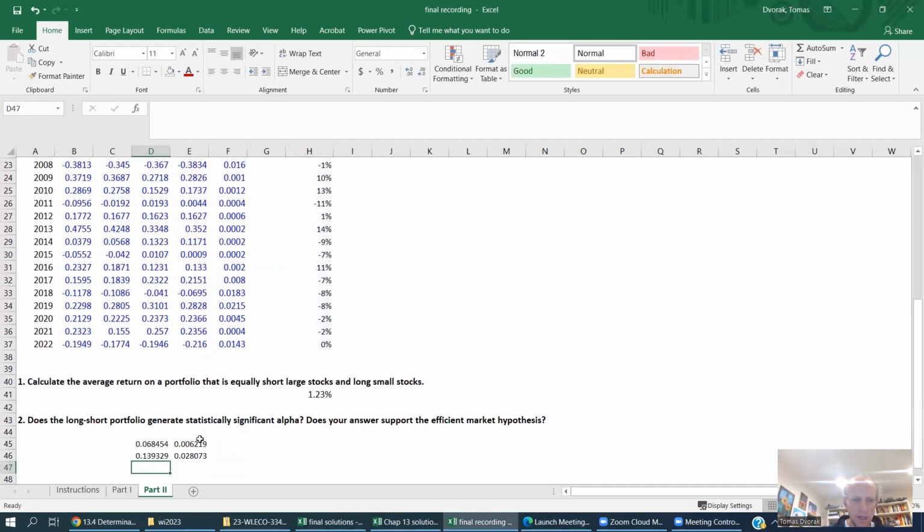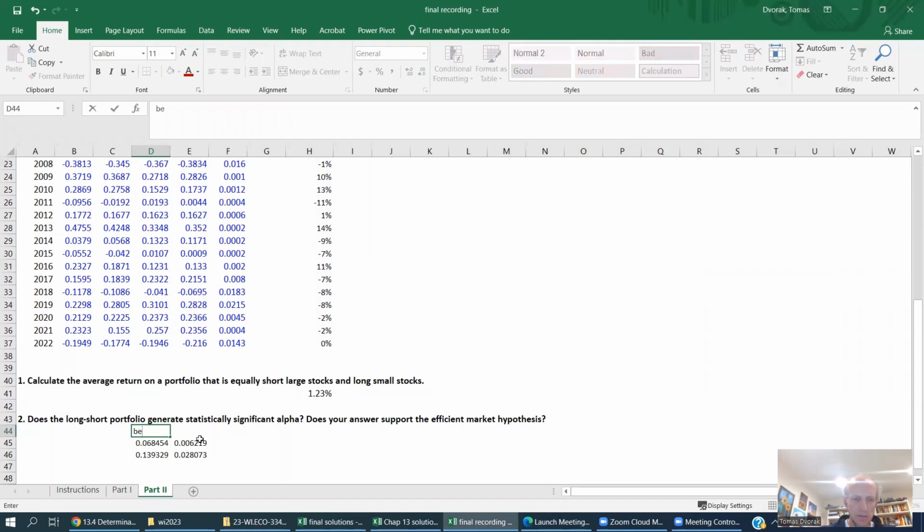And I should see, well, this is my beta, this is my alpha, this is the coefficient, and this is the standard error. I can calculate the t-stat on this, which is just the coefficient divided by the standard error. And I can see that the t-stat on alpha is pretty low. It's not statistically significant. It's positive alpha. So this strategy generated alpha, but that alpha is not statistically significant, which supports the efficient market hypothesis.